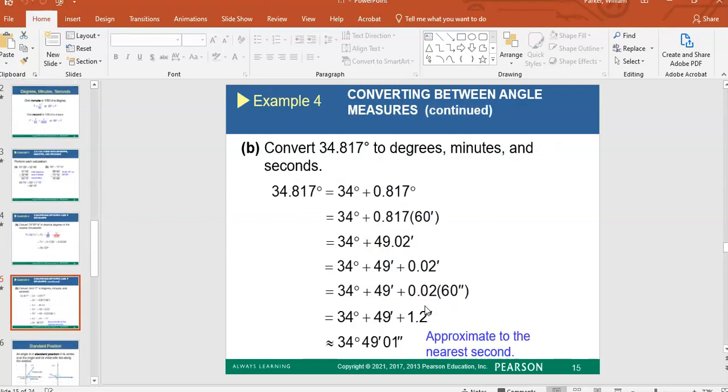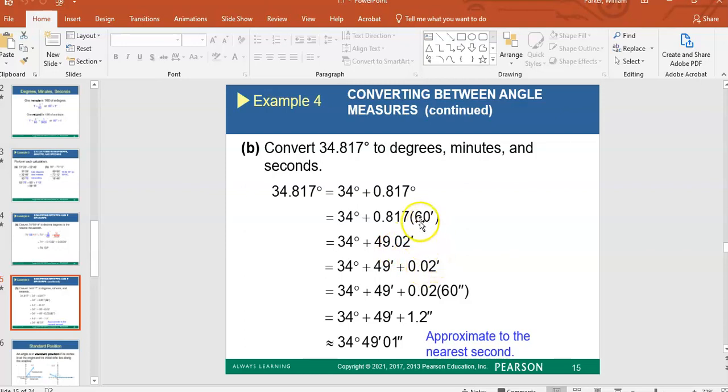Now to convert decimal degrees into minutes and seconds. So now I have 34, that's going to remain 34 degrees. But I take my 0.817 and I do the opposite now. I multiply it by 60. When I multiply it by 60, I get a number in front of a decimal, like 49.02 minutes. Whatever's in front of the decimal is what I'm going to keep, so that is 49 minutes. But now I'm going to turn the 0.02 into the seconds.